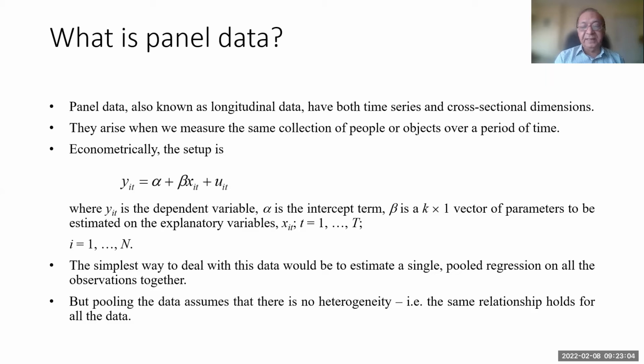The simplest way to deal with the data would be to estimate a single pooled regression on all the observations together. That's the simplest. You don't do anything, simply run the data as it is, and we call it pooled data regression. But pooling the data assumes there is no heterogeneity. That is, the same relationship holds for all the data. Everything is the same, all companies are the same, only yearly data is coming up. But usually this does not happen because every company is different. So when all companies are different, behaving differently, how can pooled data be a good regression?